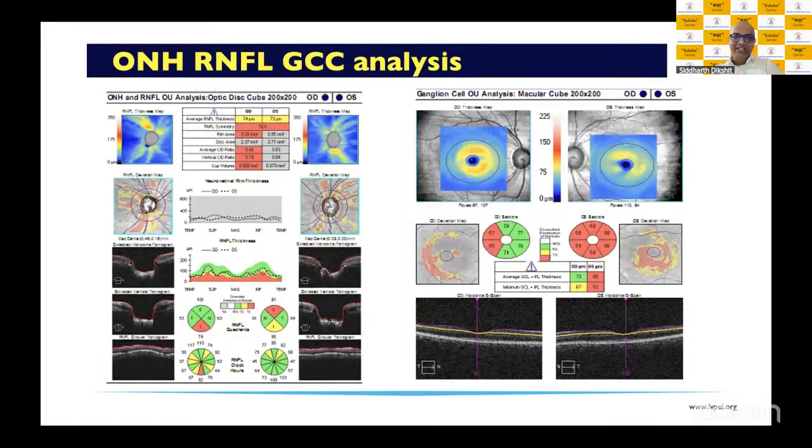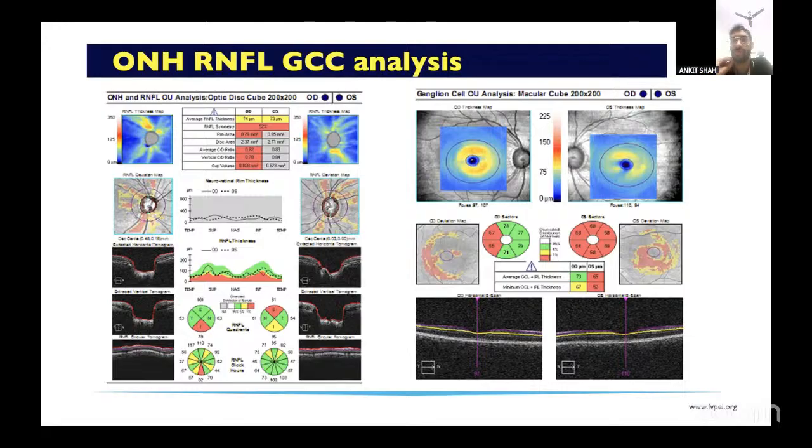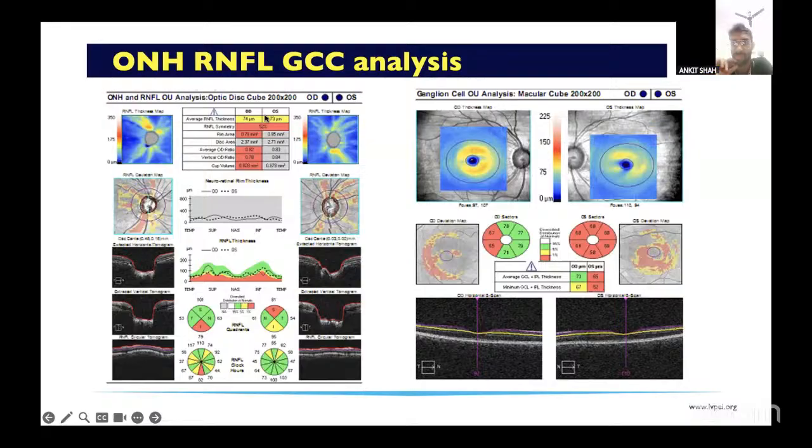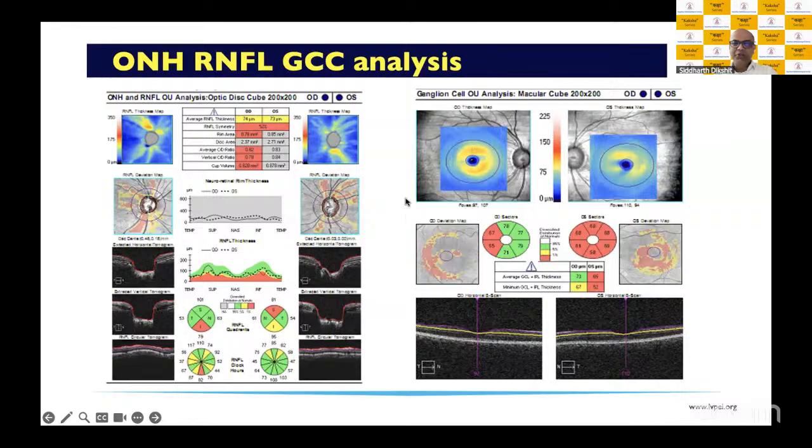Okay, so this is the typical OCT glaucoma printout. On the left-hand side of your screens, you're seeing what is called the OCT ONH and RNFL. On the right-hand side, you're seeing what is called the OCT GCL IPL, that's the ganglion cell analysis, GCC IPL, sorry. And that is the kind of printout that you will be looking at most commonly.